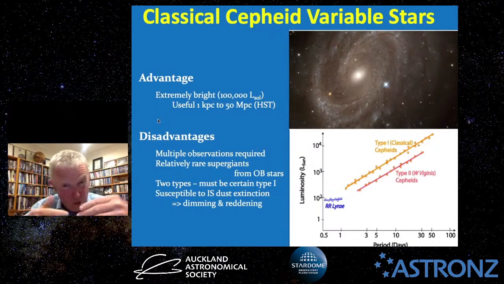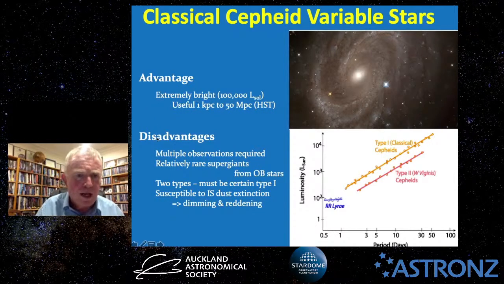So they go out to quite some distance. You can see them with the Hubble Space Telescope. So that's a big, big plus. They're good. How about your disadvantages?